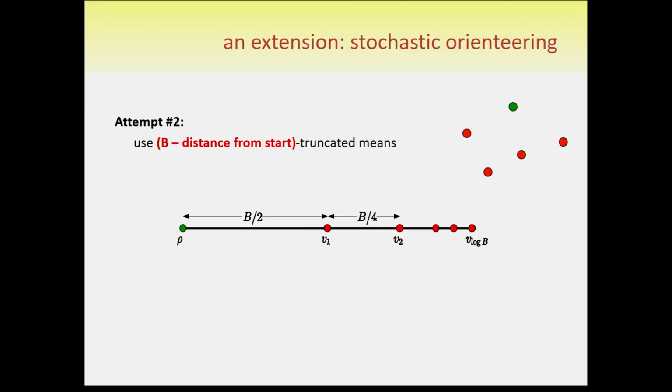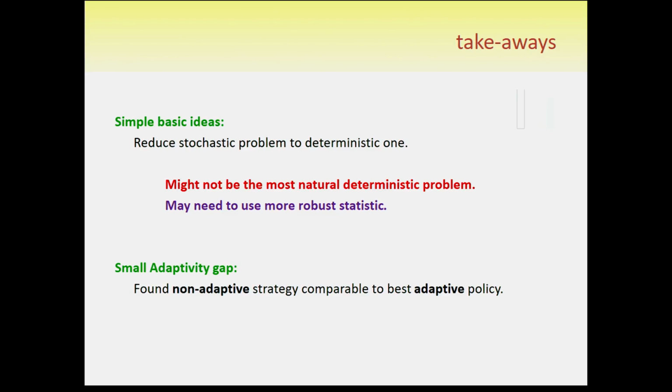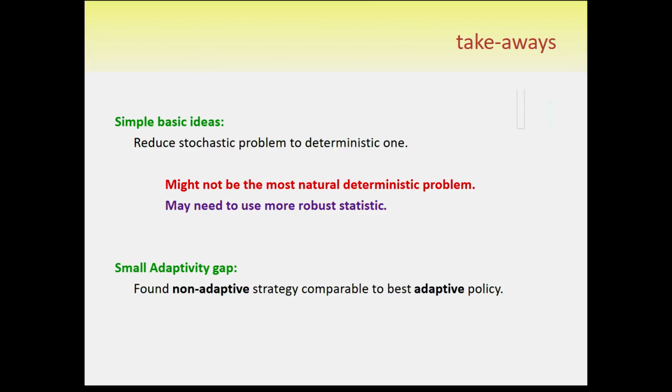I'm going to ignore the approaches for this one. The moral, I can tell you, is that we reduced the stochastic problem to a deterministic one again. It wasn't the most natural deterministic problem, but it was a fairly natural problem to solve. And again, we found a non-adaptive strategy. It's an open problem to relate it to the best, to find an adaptive strategy which is pretty good.